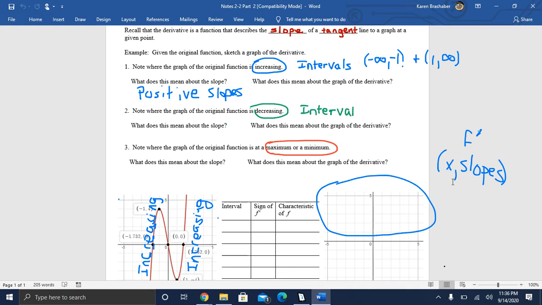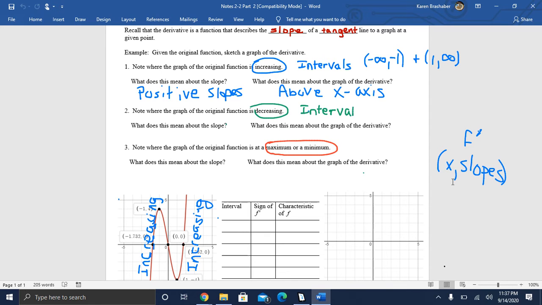So when I'm asking you what this would mean about the graph of the derivative, it means that those ordered pairs would be above the x-axis. Keeping in mind that f prime, which is the graph of this derivative, would have ordered pairs made up of the x's from your intervals and the slopes of the tangent lines. All right, so we'll move on and look at where the graph is decreasing.